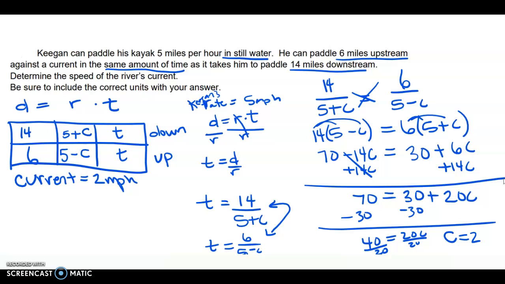Another thing you could do is substitute it in. Does 14 over 5 plus 2 equal 6 over 5 minus 2? We'd get 14 over 7 equals 6 over 3, which both simplify to 2. So that tells us the current is accurate. Now I'm just going to do a quick check to make sure we're answering the correct question, because sometimes they're asking for a different one. This one says determine the speed of the river's current, and that is what we have done. So that would be your final answer there.